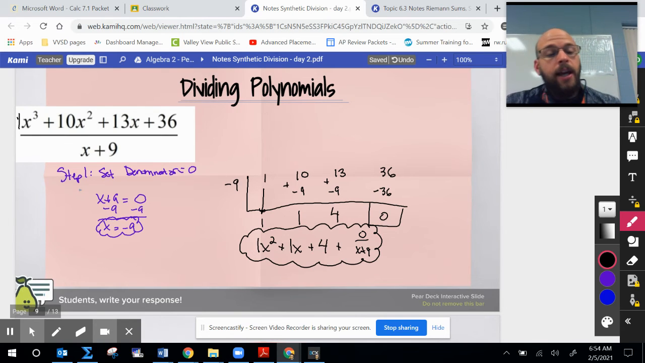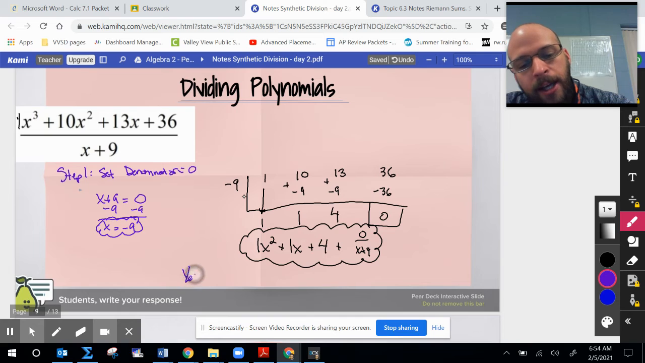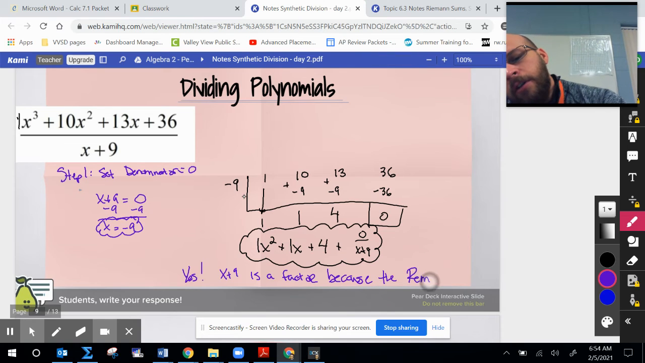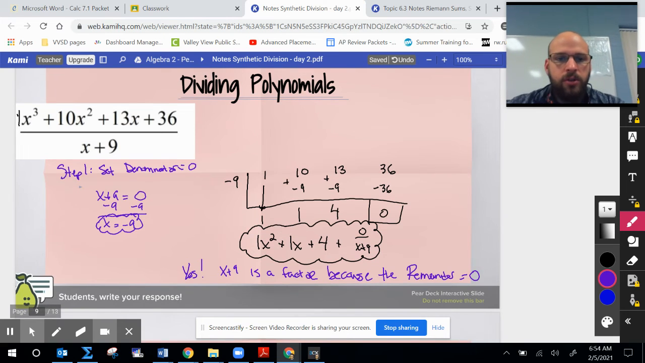But the other thing is, can you tell me, is x plus 9 a factor of that polynomial? And the answer would be yes. Okay? X plus 9 is a factor because the remainder was 0, right? So I want to make sure not only can you still do the division.